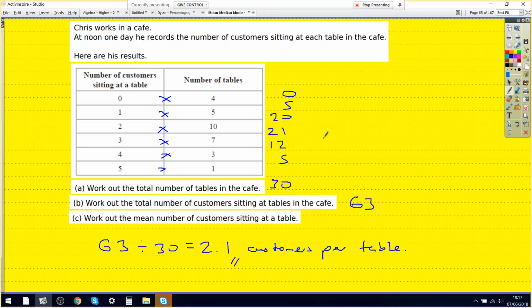Any questions there? Nah. Okay, so this is how you find the mean average from a frequency table. You find the total by doing this multiplying method. Then you find the total frequency by adding straight down, and then it is first answer divided by second answer, so the multiplying answer divided by the adding answer.